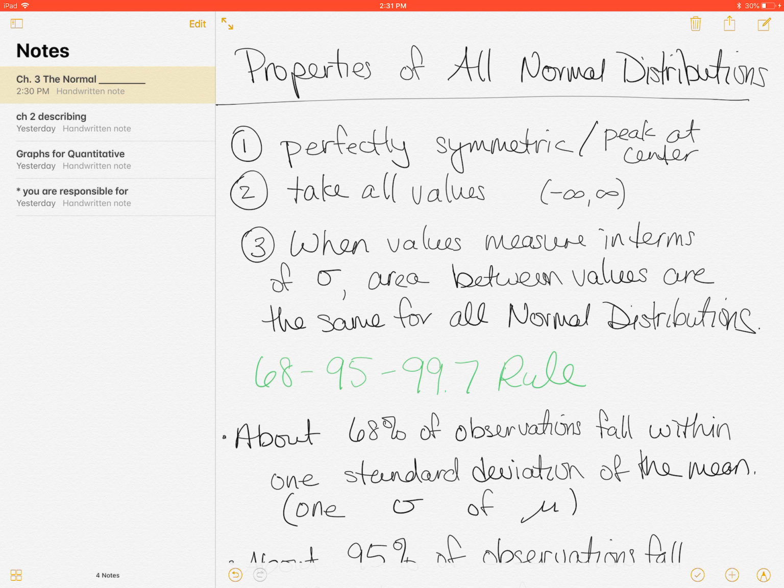And number 3, when values are measured in terms of sigma, the standard deviations, then areas between values are the same for all normal distributions. And one way we see this fact is in what they call the 68, 95, 99.7 rule. So let's look deeper into that, and that's going to help you understand what number 3 meant.